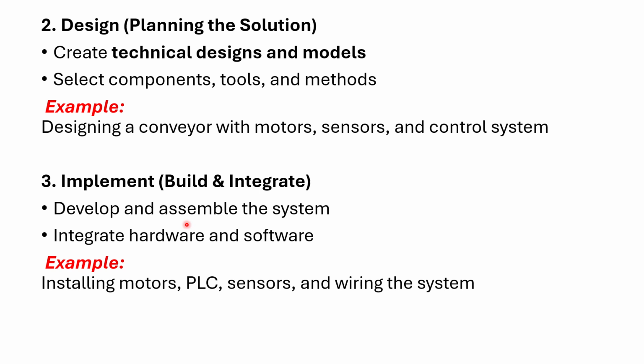Coming to the third phase, the implementation phase. In the implementation phase, the design is converted into a real product or a system. This phase involves manufacturing, coding, testing, assembling and integrating the components according to the design specification. In this example, installing the motors for the conveyor, we are going to use PLC based control and a sensor. This sensor should be integrated with the controller and you need to give proper wiring of the system. So in the implementation phase, they build and integrate the entire system with the sensors, actuators and control with the proper wiring.